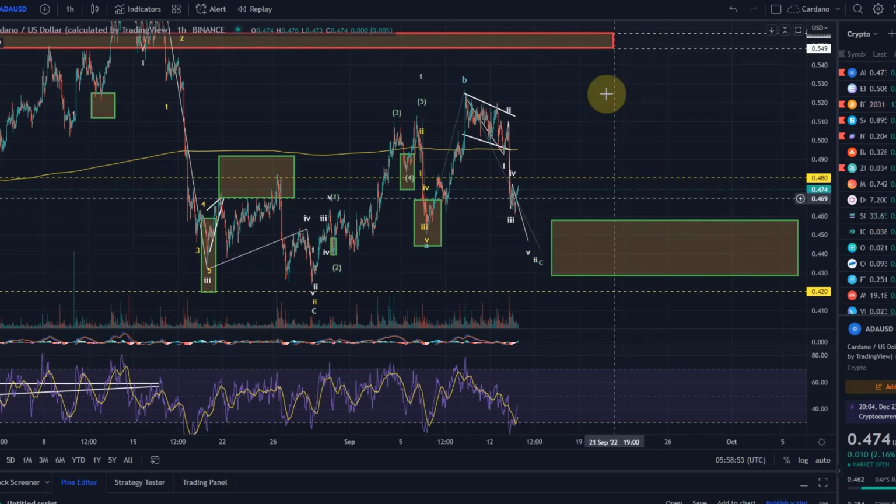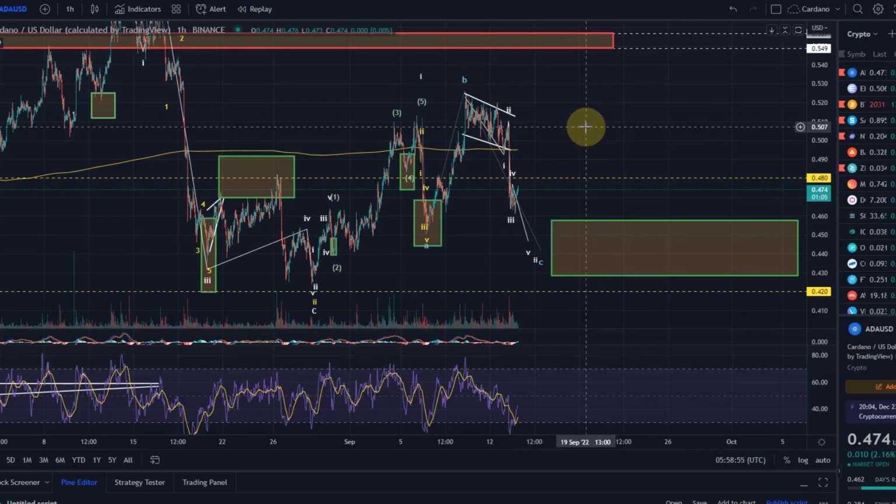So overall, for me, the probabilities now point towards the upside, but possibly, ideally, I'd like to see one more dip before we go up from this target area, ideally, that we go down into this area between 42.8 and 45.8 cents. And that's my update about ADA.